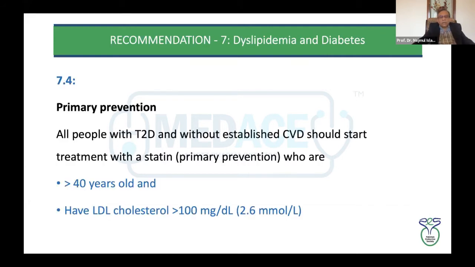So basically, we are talking about primary prevention first. All patients with type 2 diabetes and without established cardiovascular disease should start treatment with a statin, in primary prevention, who are greater than 40 years old and whose LDL cholesterol is greater than 100. For these patients, there are moderate intensity statins and high intensity statins. You need to start moderate intensity statins for patients for primary prevention.